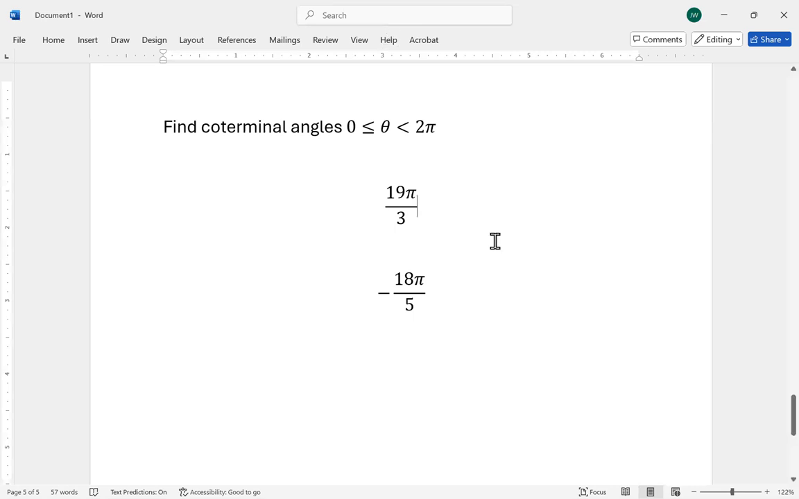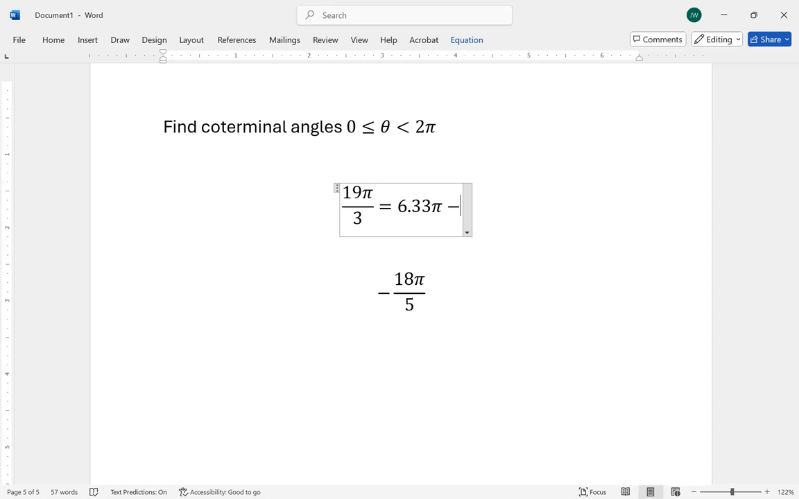Now, the technique that we're going to use here is just adding or subtracting 2 pi over and over again until we get an angle between 0 and 2 pi. You can accomplish that in a lot of different ways. So 19 pi over 3 is more than 2 pi because if you think about 19 over 3, that's 6.33 pi. So this is approximately, I'm going to write it down here as about 6.33 times pi. So we need to subtract a few 2 pi copies.